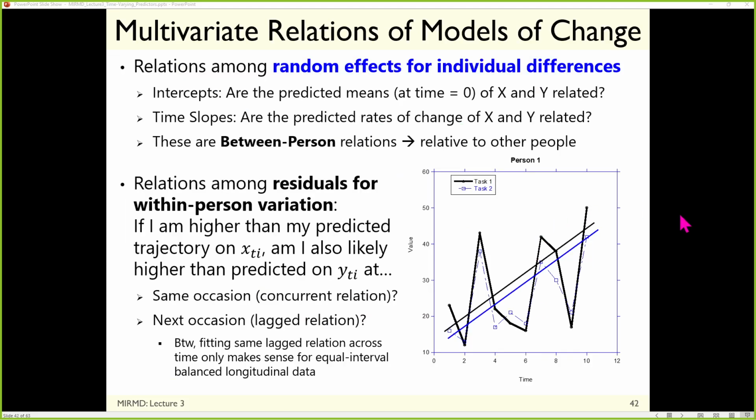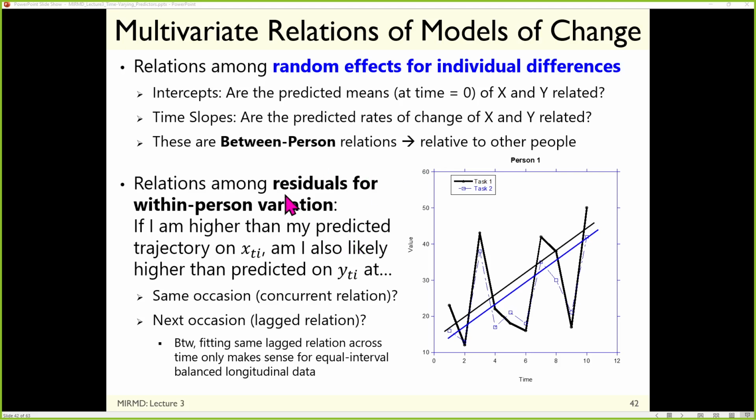So what would that look like then? I've got some pictures for how to think about these kinds of slope, intercept, and residual relations. So the intercepts then are the predicted means at time 0 related. The idea: does someone who starts out higher on X also start out higher on Y? Are the rates of change related? If someone improves more on X, do they improve more on Y over time? Those are between persons, so relative to other people is the reference point.